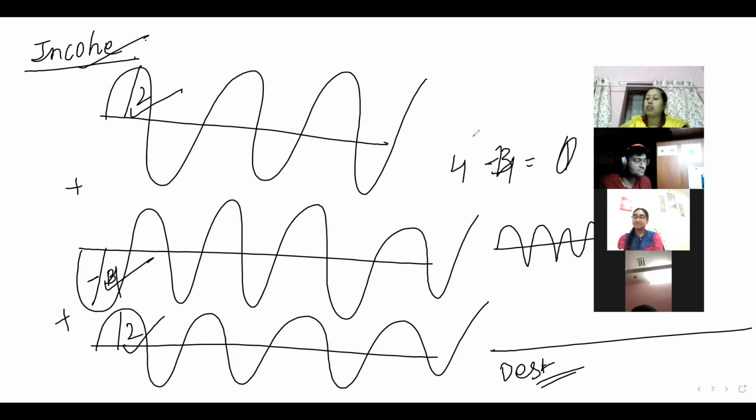So it will cancel each other. It means this is a destructive wavefront. Understood about constructive and destructive wavefronts, coherent and incoherent source? Any doubt? Ask me.